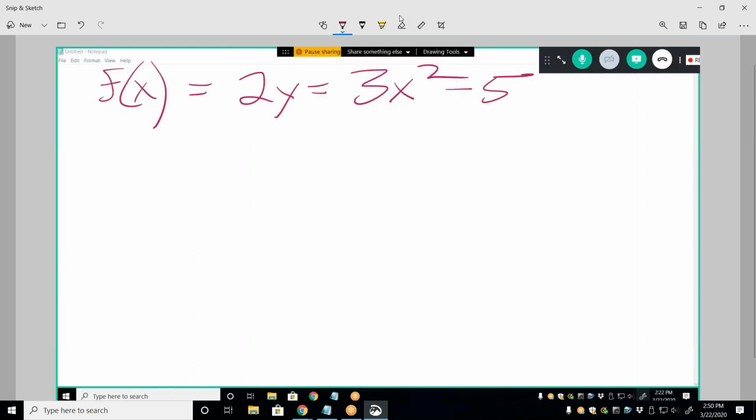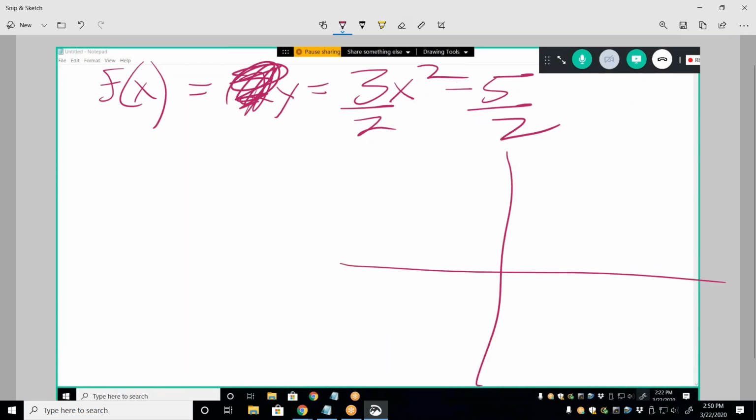Okay. So y equals that, and that equals f of x. And we know that if we had y equal x squared, it would look like that, right? That is y equal x squared. So the 3/2 that is in front of the x squared, what is that going to do?